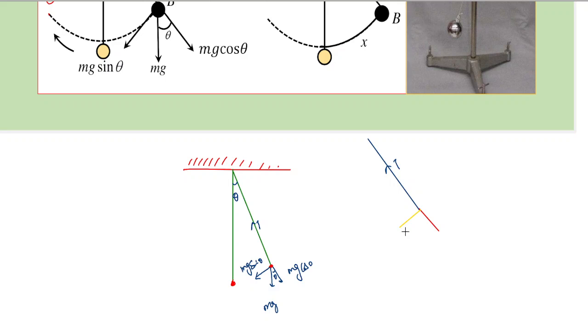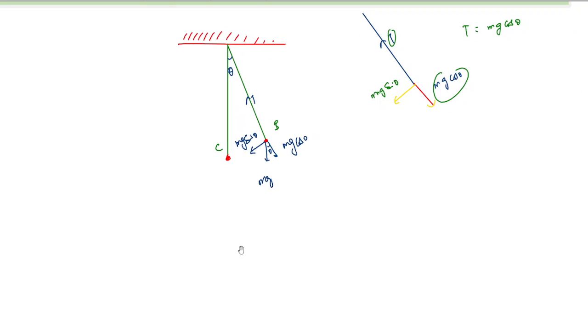So we have three forces, but tension and mg cos theta act in the same line but in different directions. Therefore tension would nullify mg cos theta, or the other way around, T is equal to mg cos theta. Now what is left out is mg sin theta. So this is an unbalanced force. Now this unbalanced force would pull the pendulum towards its mean position. If we call this point B and the point C as the mean position, then this force mg sin theta would pull it towards its mean position.